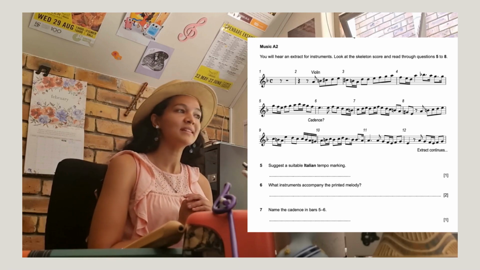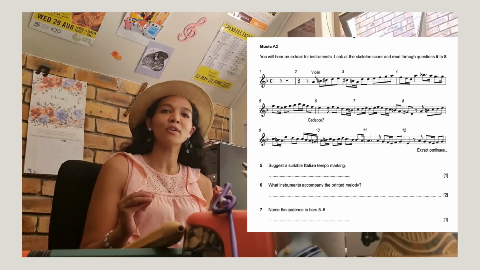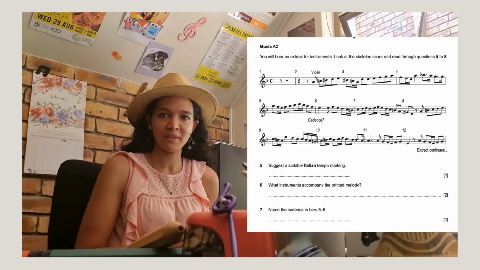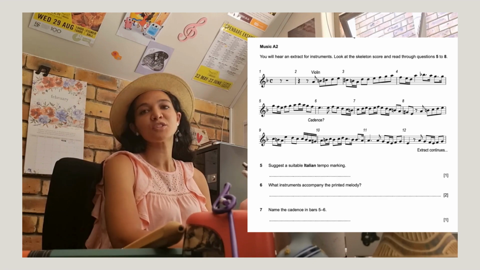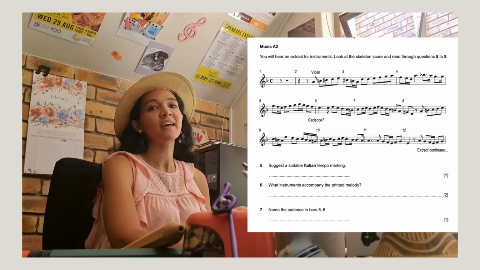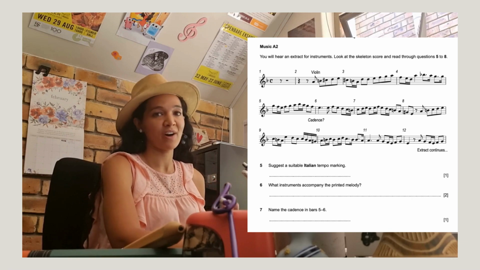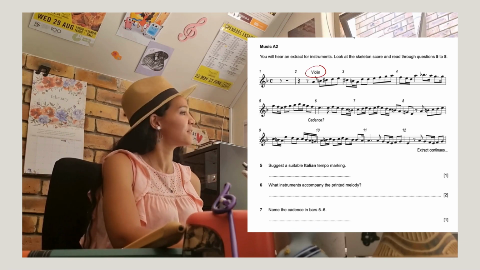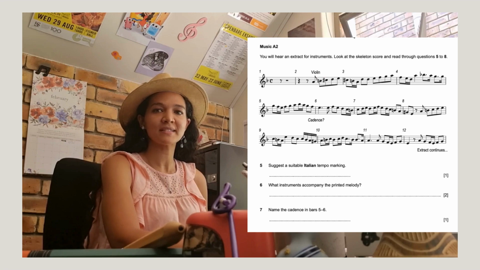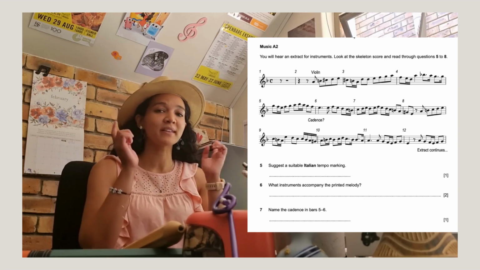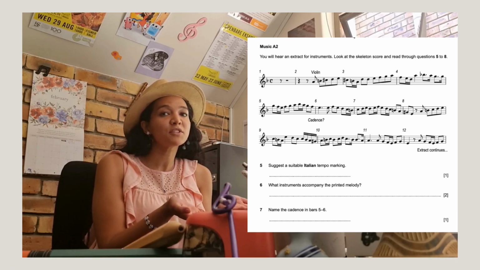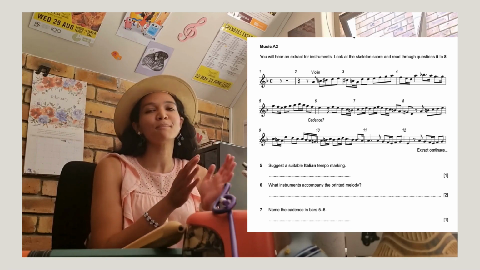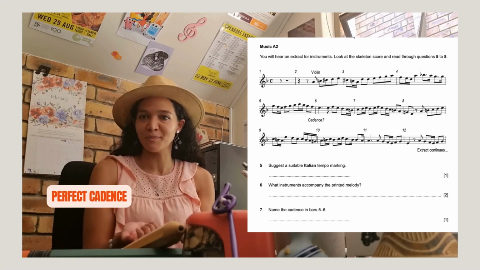So with their questions, they ask us, firstly, suggest a suitable Italian tempo marking, and here we're not asked to give any meaning of any term that we're giving, but just a term. Then what instruments accompany the printed melody? So you will hear the extract of the printed melody. They do tell us that the printed melody is for violin, but which instruments accompany the violin? Then they ask us to name the cadence. And at this point, we only need to identify by listening a perfect cadence, an imperfect cadence, perhaps an interrupted cadence, perhaps a plagal cadence, but most likely it will either be a perfect or an imperfect cadence here.